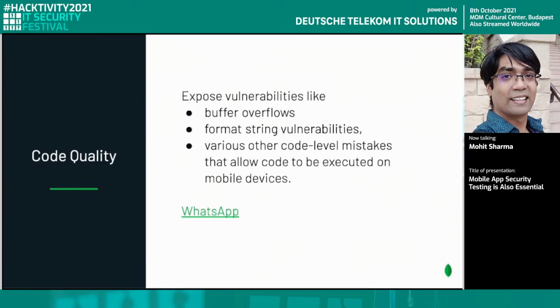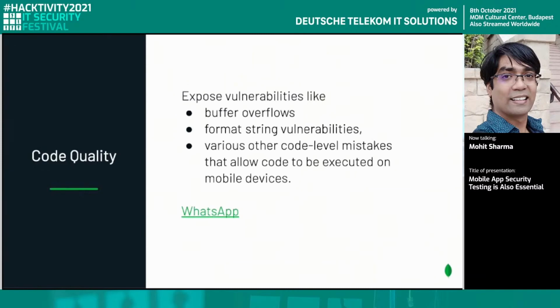The next one is code quality. As the name suggests, it refers to the issues related to the code quality. This includes vulnerabilities like buffer overflow, format string vulnerabilities, etc.